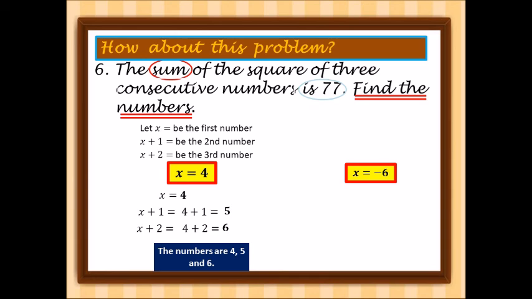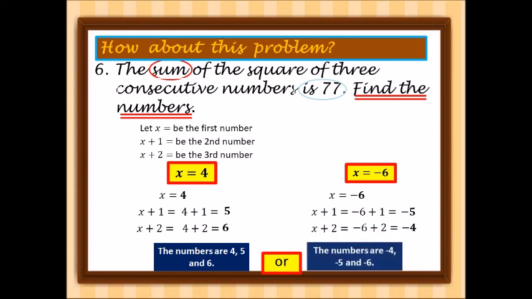Now, since we have here x is equal to negative 6, so again, let's substitute. The first number will be negative 6. The second number will be negative 6 plus 1, which is negative 5. The third number will be x plus 2, so negative 6 plus 2, which is negative 4. So if x is equal to negative 6, the numbers are negative 4, negative 5, and negative 6.